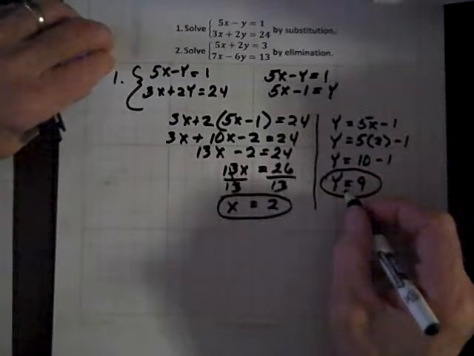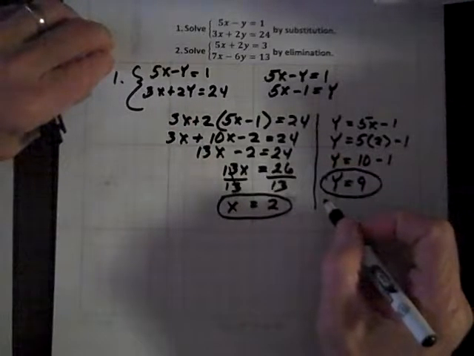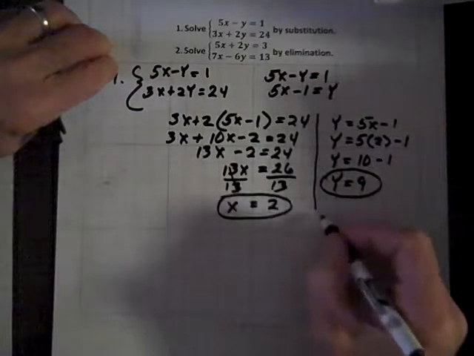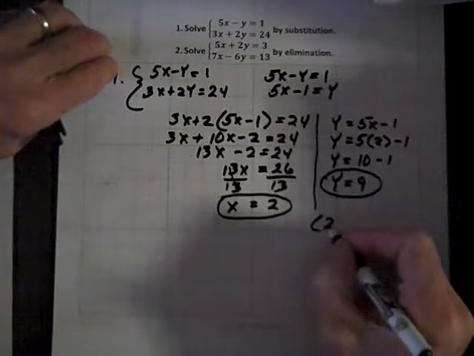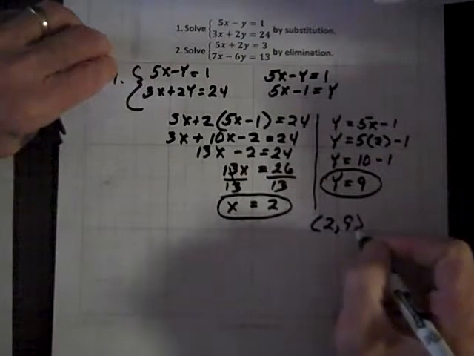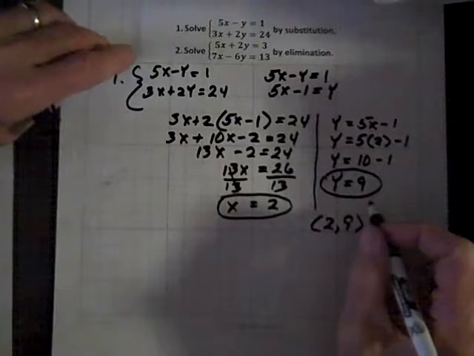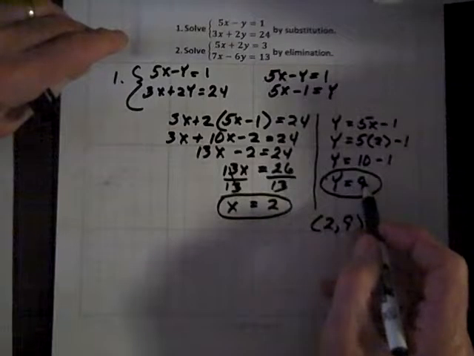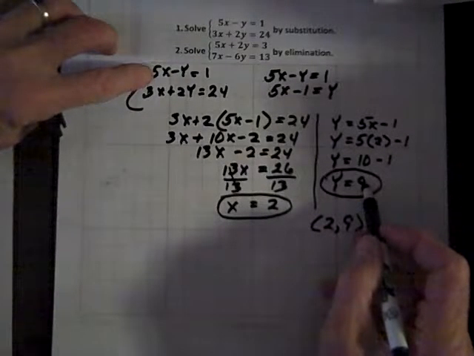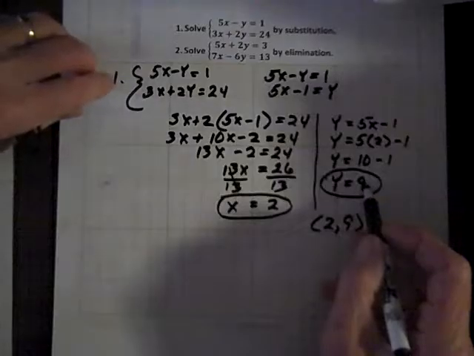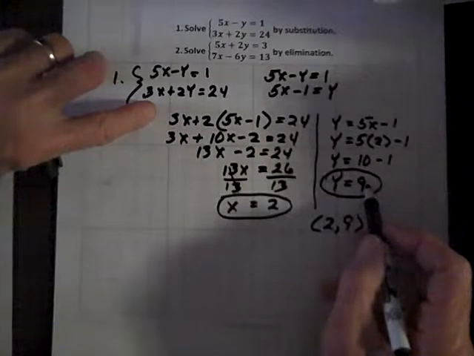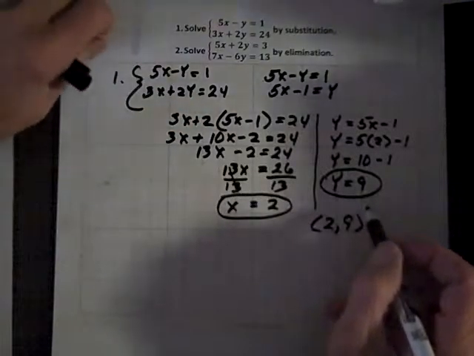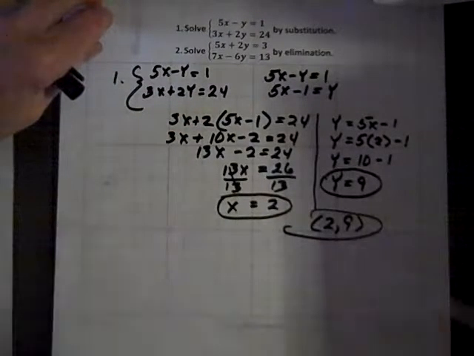That means the ordered pair that will solve this system, the point where these two lines, if you were to graph them, will cross, is at the point 2, 9. Just to verify that, let's replace x with 2 and y with 9. 5 times 2 is 10, minus 9 is 1. It works there. 3 times 2 is 6. 2 times 9 is 18, 6 and 18 is 24. Hey, we did it right.